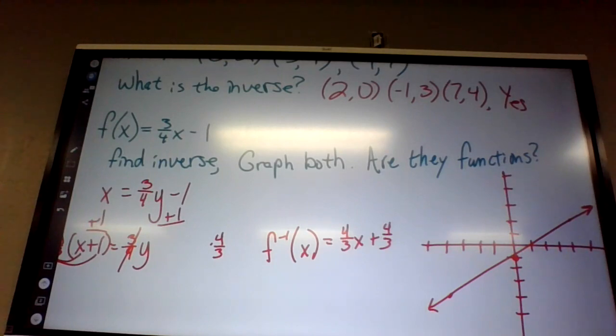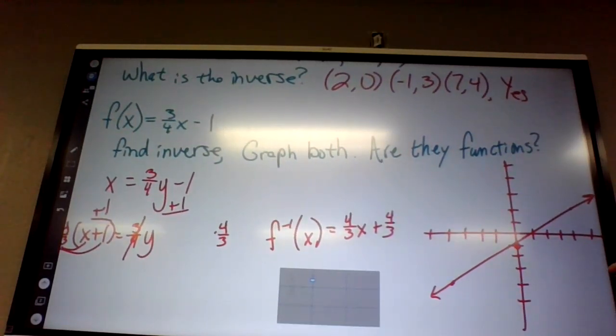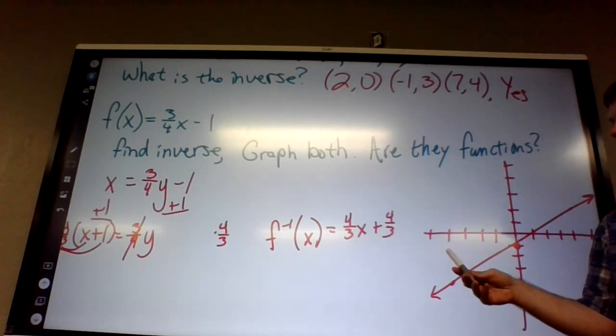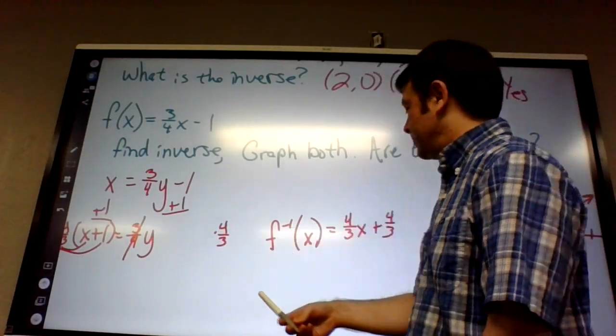How did you, or what's that thing on the left of x plus 1? Is that 4 over 3? Yep. How did that even come into play? Divided by 3/4 is multiplying by 4/3. Divided by 3/4 means multiplying by 4/3.